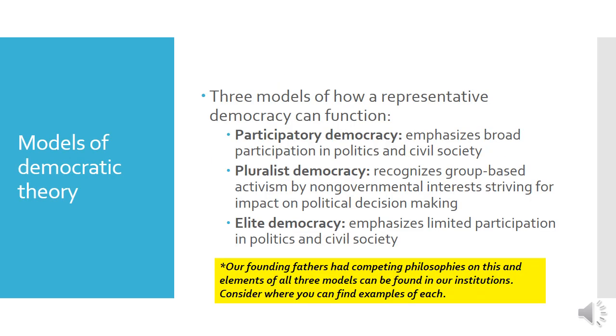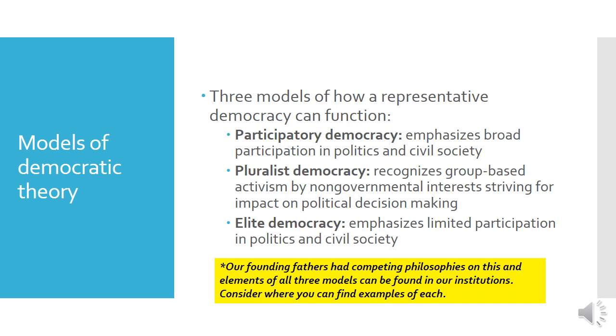So, there are three major models of how a representative democracy can function. So these are three models. Two of them we really talked about a lot earlier in the year in my class. We talked about pluralism and elite theory. Didn't so much talk about, by name anyway, participatory democracy, but these are really, from AP's perspective, the three models that our founding fathers believed in most and incorporated into our different institutions of government, different practices.